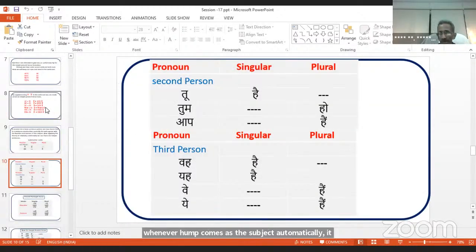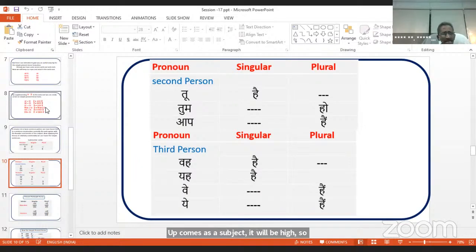Just like the second person pronouns, tu, tum, aap will be there. Whenever tu comes on, it will be hai. That will be singular formation. Whenever tum comes on, automatically tum stands for plural. So the formation is plural. So the substantive verb will be ho. Whenever aap comes as the subject, it will be hain.